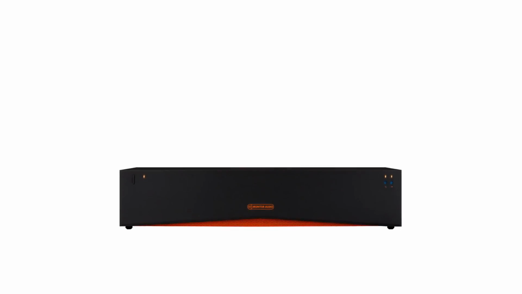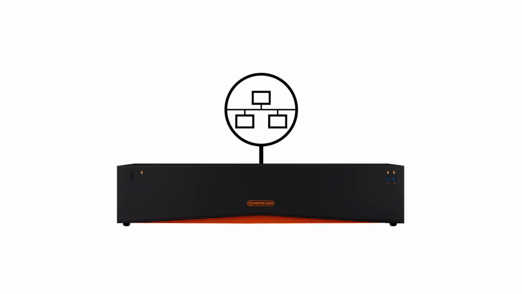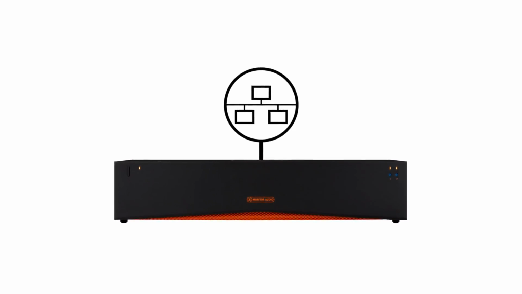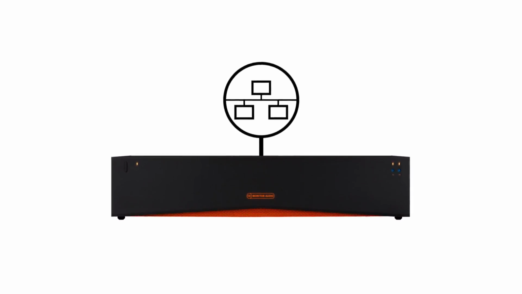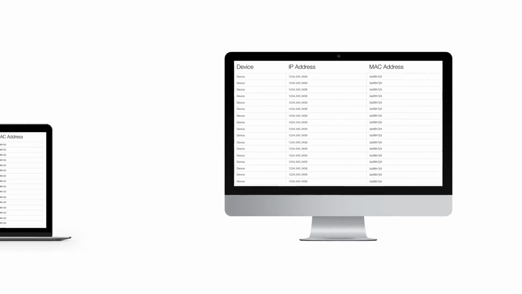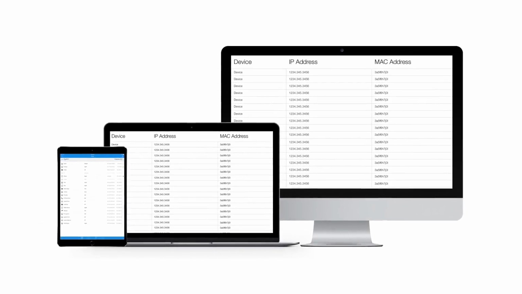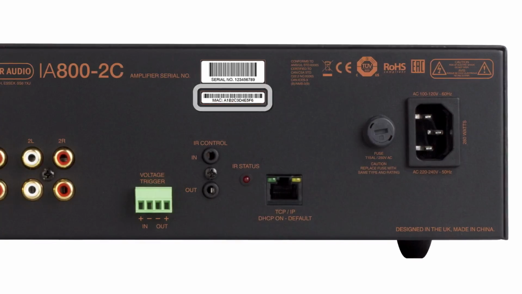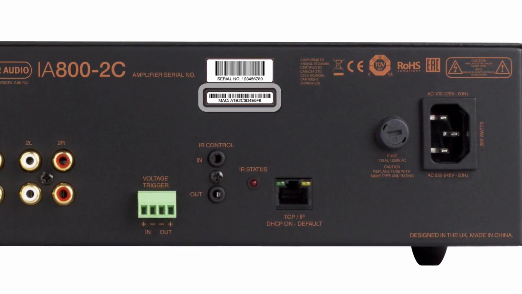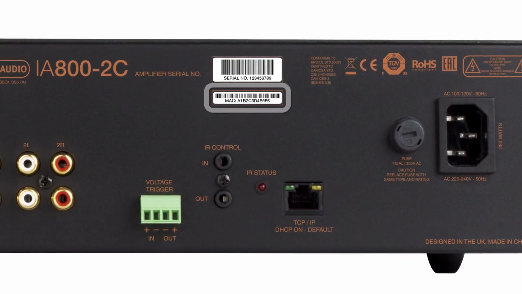First, connect the installation amplifier to a network with an Ethernet cable and switch it on. On your selected device, search the network using an IP scanner, or by going into the router's configuration page and looking at the connected devices. If the amplifier is not displaying by name, look for the MAC address that's located on its back panel.